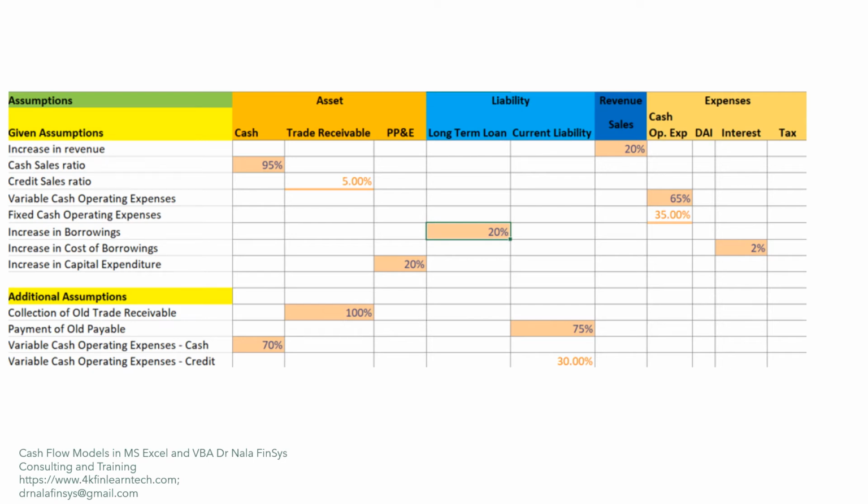Moving further, this is a simple template that has been created in relation to the assumptions that are being made, such as the proportion of cash sales on the total sales, the proportion of cash operating expenses, and then assumptions in relation to the collection of the old trade receivables, payment of the old payables, etc.